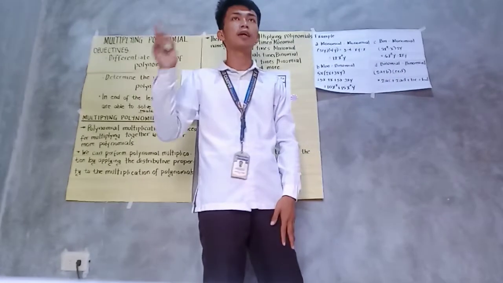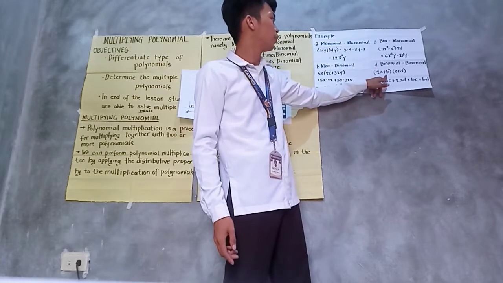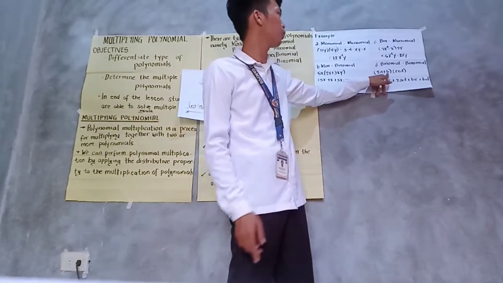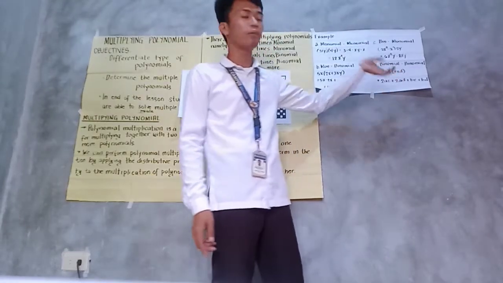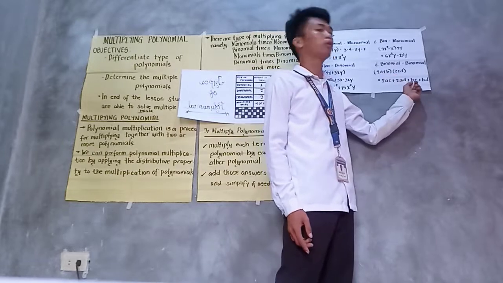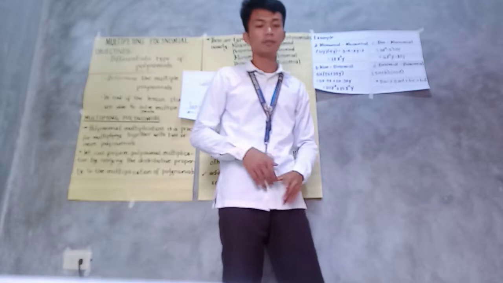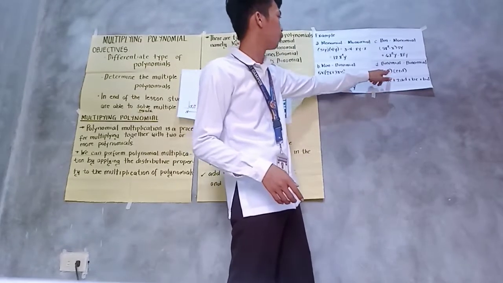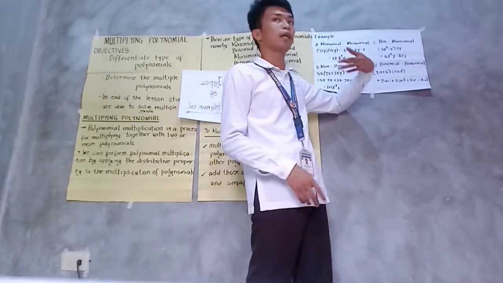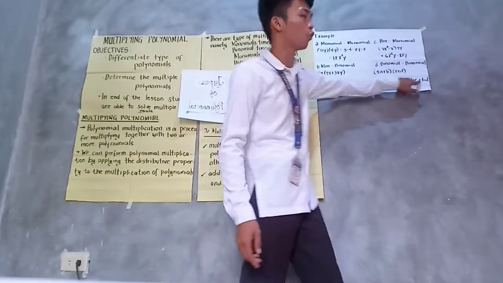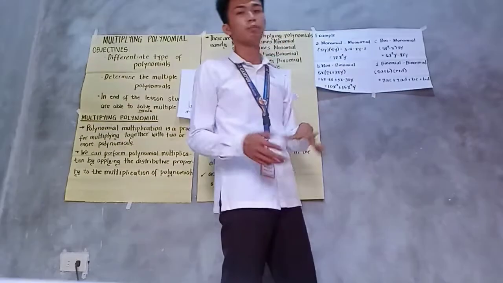So 2a times d is equal to 2ad. And the next is the inner. The inner is the second term of the first binomial and the first term of the second binomial. So b times c is equal to bc. Then the last is the last term in the first binomial and the last term in the second binomial. So b times d is equal to bd. So the answer is 2ac plus 2ad plus bc plus bd.